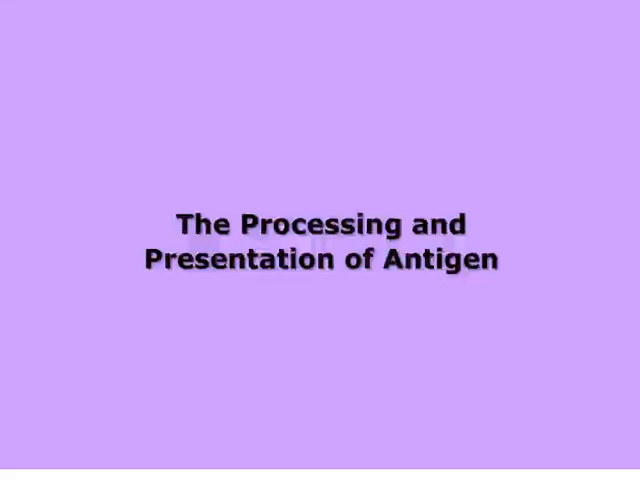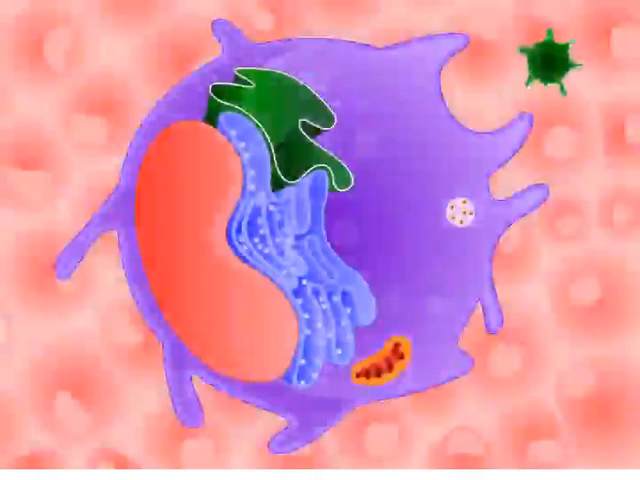Antigen presentation is a process of the immune system to capture, process, and present antigens to the T lymphocytes. The antigen-presenting cells involved include dendritic cells, B lymphocytes, and macrophages. In this animation, we will show how phagocytosis contributes to both antigen presentation and cytokine production.